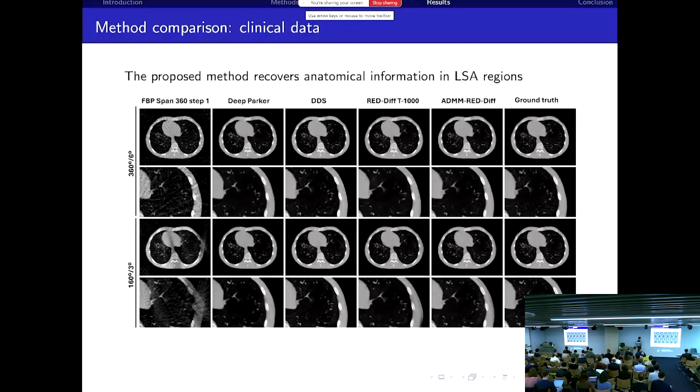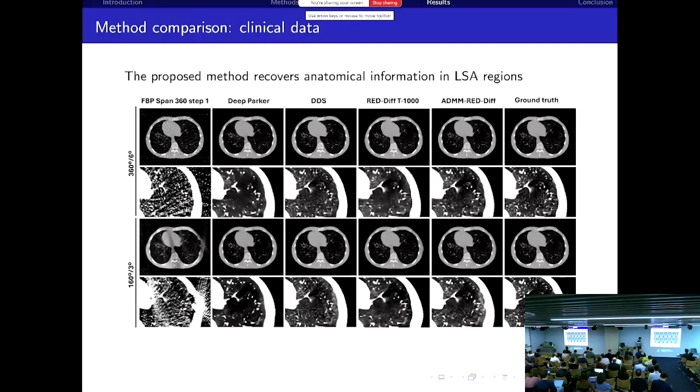If we evaluate a second patient, and this time look at the region corresponding to the limited span angle, the geometrically distorted region, we observe that the anatomical information is recovered, especially for DDS and ADMM RedDiff. But as we said before, we are not introducing false positives, we're not introducing hallucinations into our image, and therefore it is more data consistent in that sense. Well, here we can see it better, sorry.